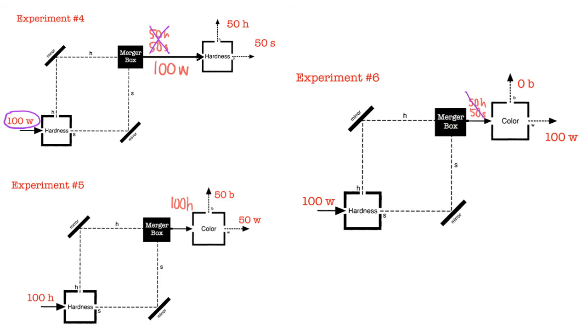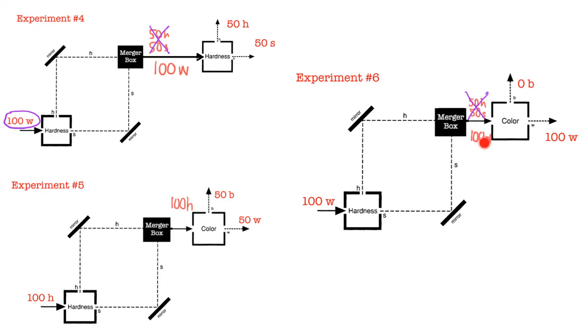So this explanation of 50 hard and soft at the exit of the merger box cannot be correct. The fact that every single one of the electrons exits the white port tells us that we must have exactly 100 white electrons at the exit of the merger box.